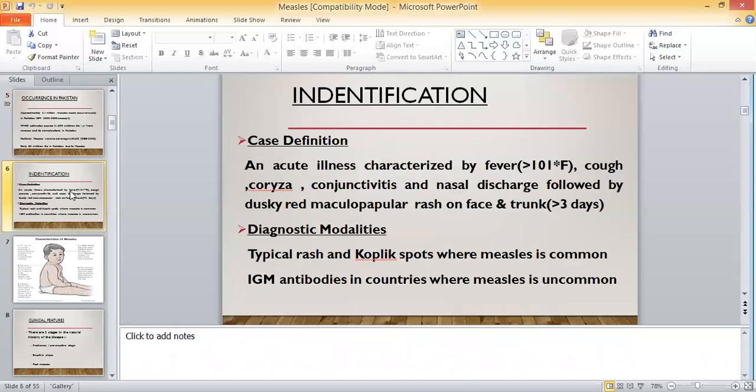Case definition: an acute illness, an acute condition, with fever of 101 degrees Fahrenheit, cough, coryza, conjunctivitis, and nasal discharge, followed by a dusky red maculopapular rash. It starts from the face and head and then gradually moves to the trunk and other body extremities. Diagnostic modalities: in developing countries where it's endemic, the diagnosis is typically made by rash and clinical signs and symptoms. But in well-developed countries, where it's not common, it's done by IgM antibodies.